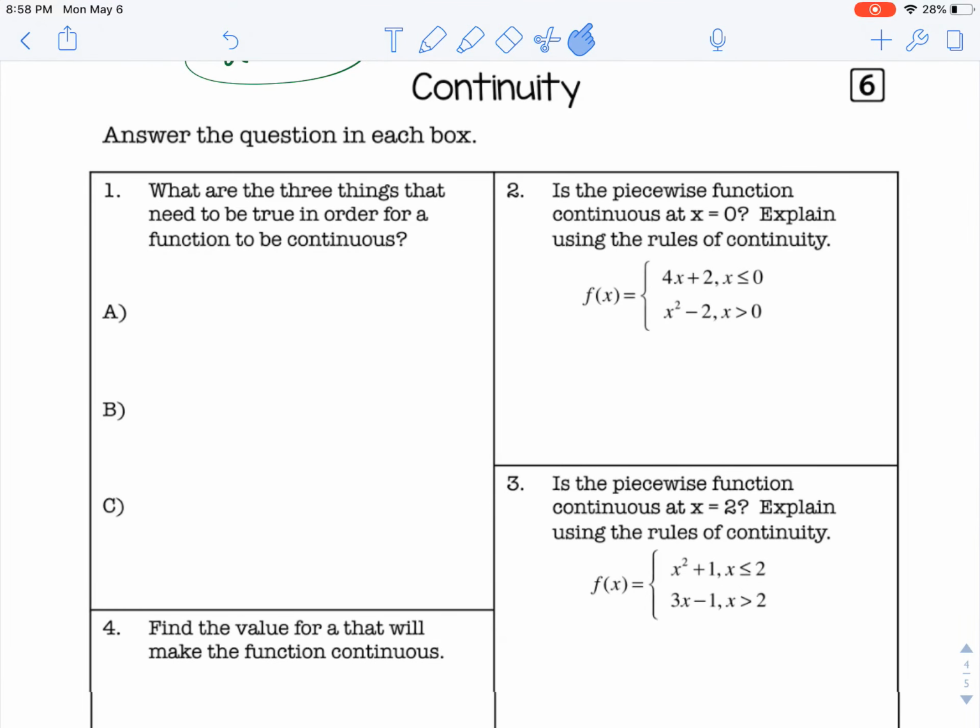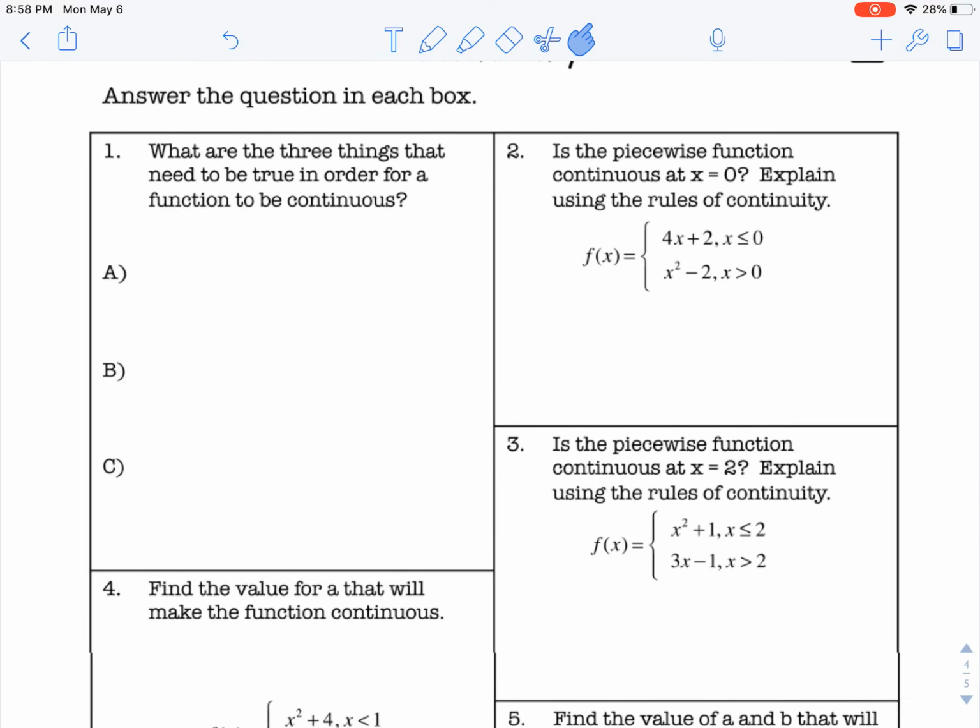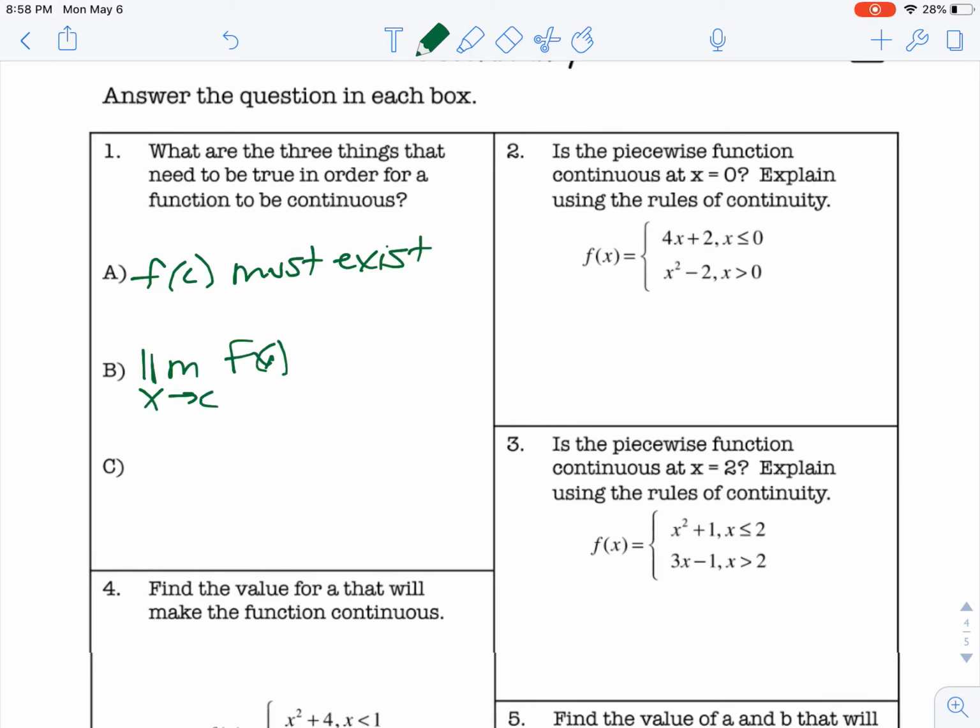Okay, last page. What three things are needed to be true in order for a function to be continuous? This was on the first page of the notes. We have f of c must exist. So whatever that value is, we can't have a hole or anything in there. Limit as x approaches c of f of x must exist.